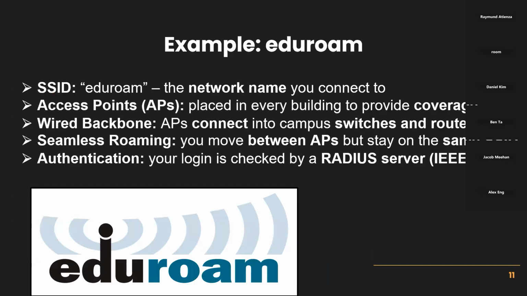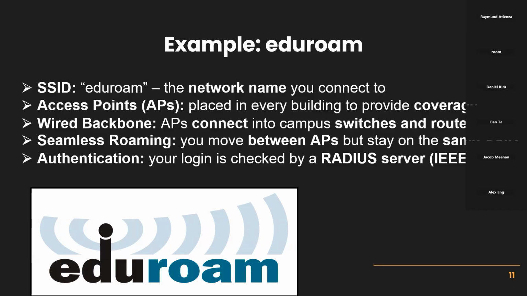All right, here's an example I wanted to show: eduroam. If you pull up your phone and open Wi-Fi, the SSID you'd see is eduroam. That's what you connect to. There are access points all around campus, so every time you connect to eduroam, you're not connecting to the same router per se, you're connecting to whatever access point you're near.